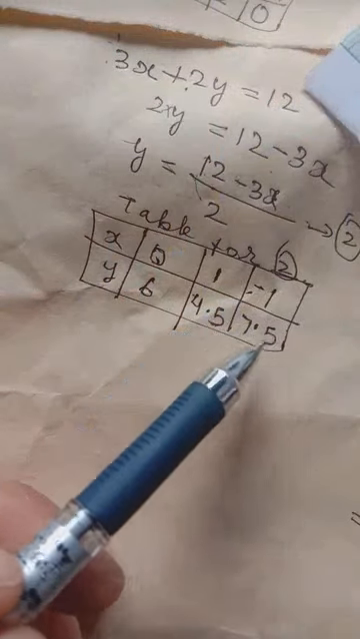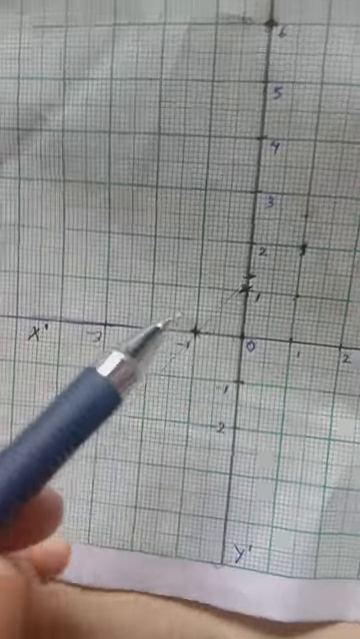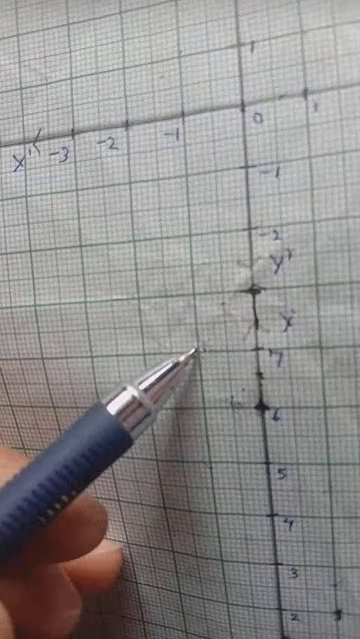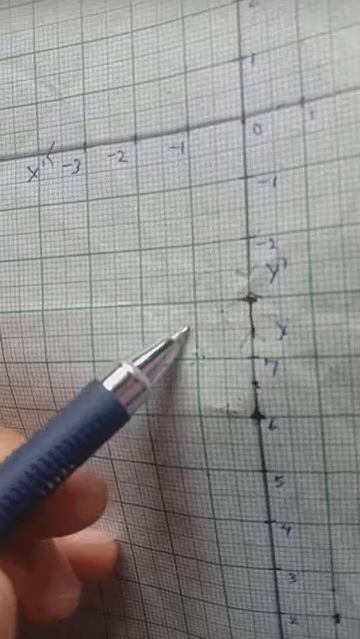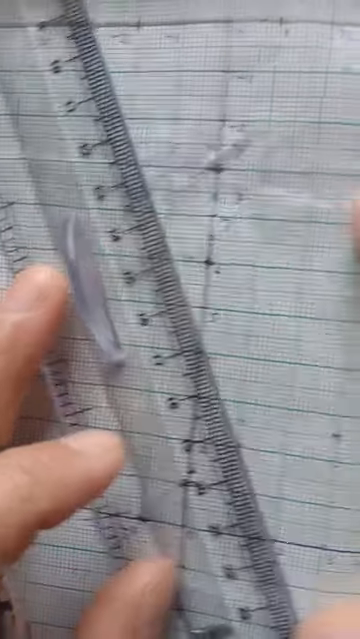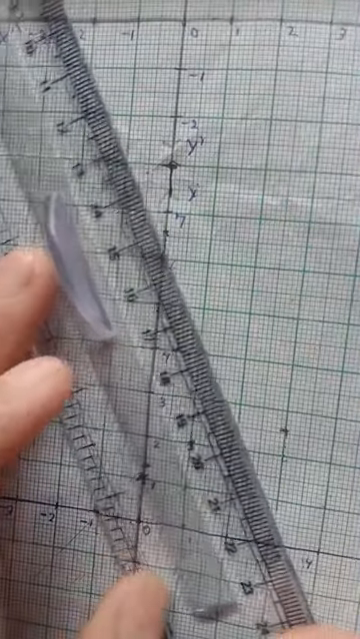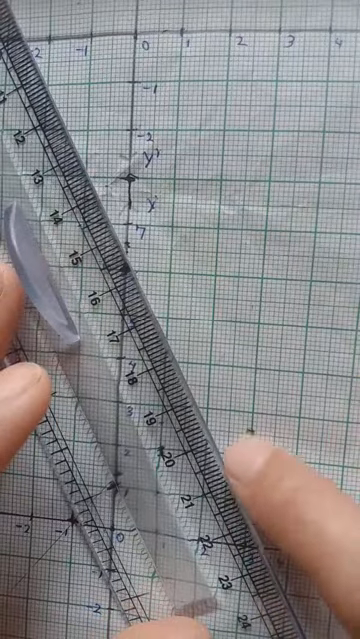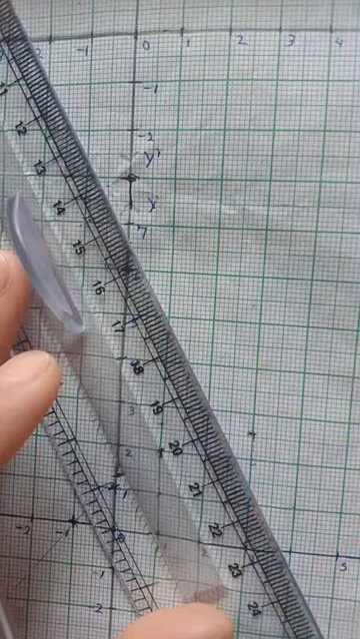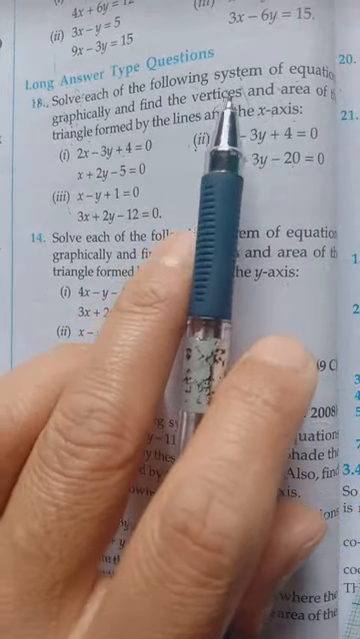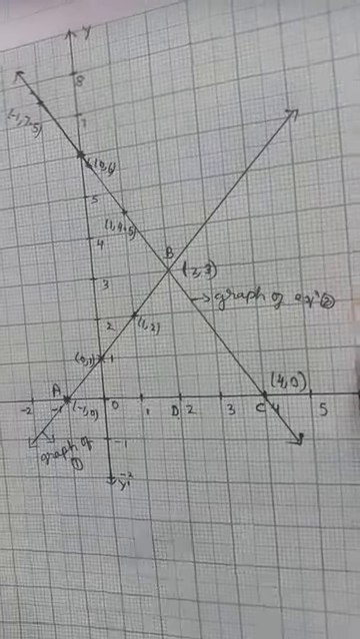Then next we have minus 1, 7.5. X is minus 1, so here. Then y is 7.5, you go up to 7, then from 7 you count the small 5: 1, 2, 3, 4, 5. You mark it there. Join them in such a way that we get a straight line. If you get a straight line, that means the answer is correct. Remember, because the graph ends here only, we have to extend it until it cuts the x-axis, because in the question they say find the vertices formed by the lines and the x-axis. After we plot the graph properly, it will come something like this.